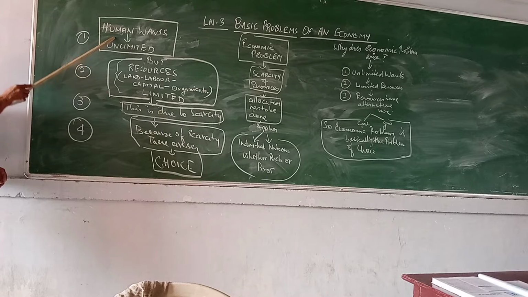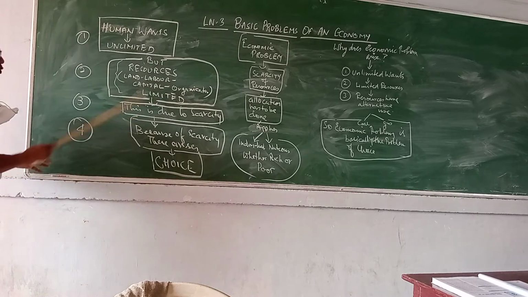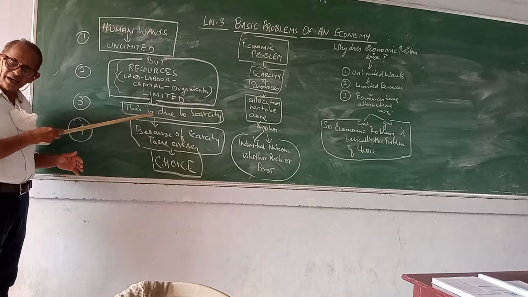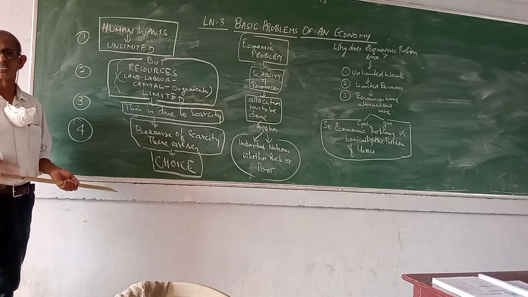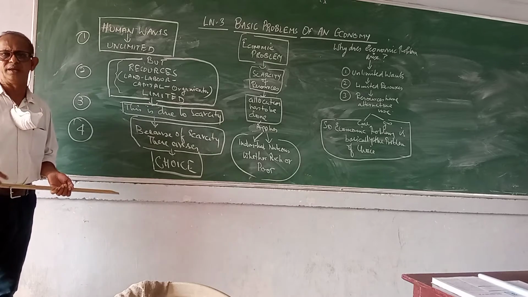Human wants are unlimited, that you have understood. Resources are limited, that also you have understood. Now, why are resources limited? Resources are limited because they are scarce. Scarce in the sense that they are available only in a limited quantity.